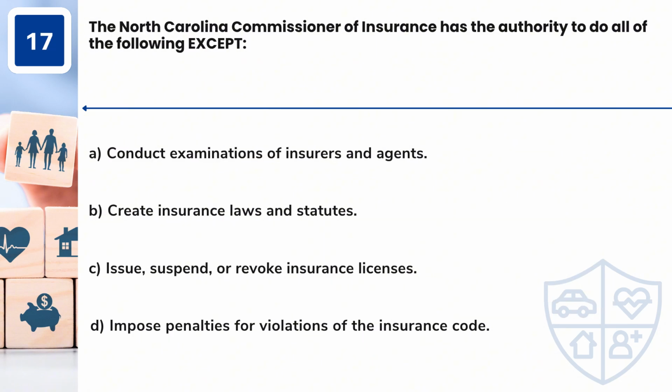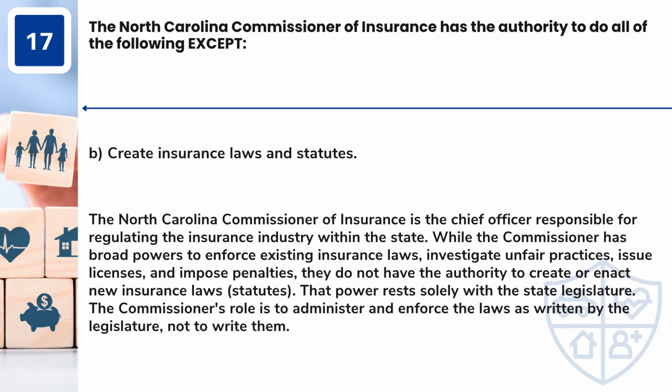Question 17. The North Carolina Commissioner of Insurance has the authority to do all of the following except: A. Conduct examinations of insurers and agents. B. Create insurance laws and statutes. C. Issue, suspend, or revoke insurance licenses. D. Impose penalties for violations of the insurance code. Answer: B. Create insurance laws and statutes.